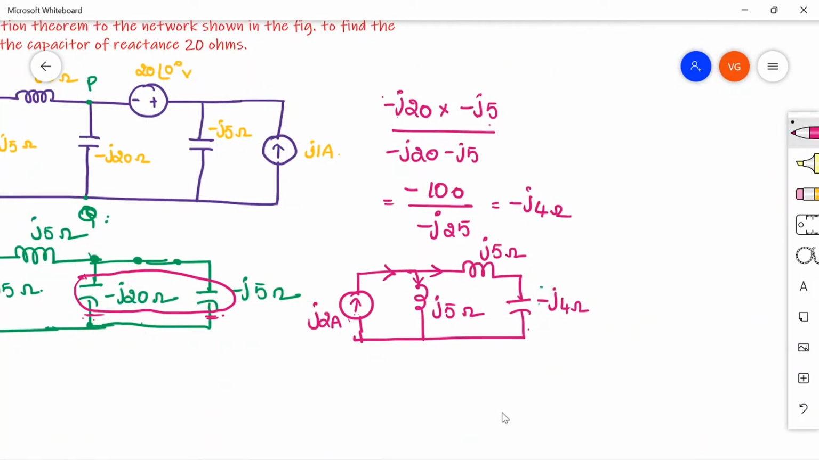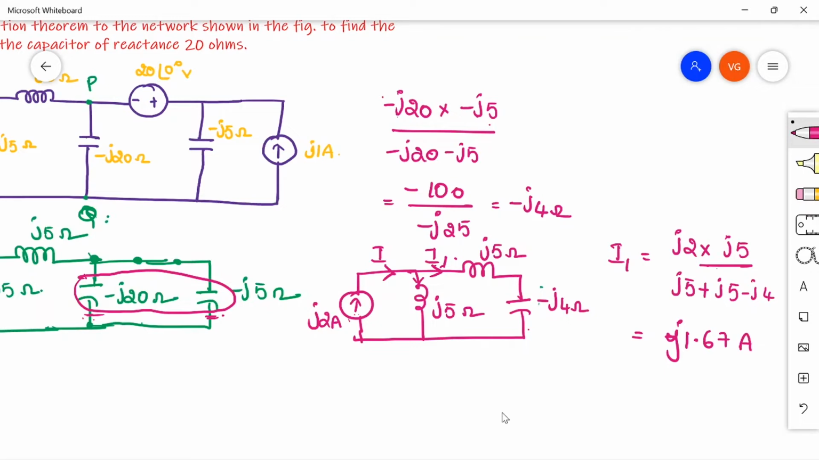Let us call the current that is coming I, and here let it be I1. So we need the current that is I1. So I1 is equal to the total current, that is j2, into the opposite resistance, j5, divided by the sum of the resistances, j5 plus j5 minus j4. So if you solve this, you will get j1.67 ampere. Do it with your calculator, you will get it. So understand the concept, the calculation part you just go and check. So the current that is flowing in this branch is j1.67 ampere.